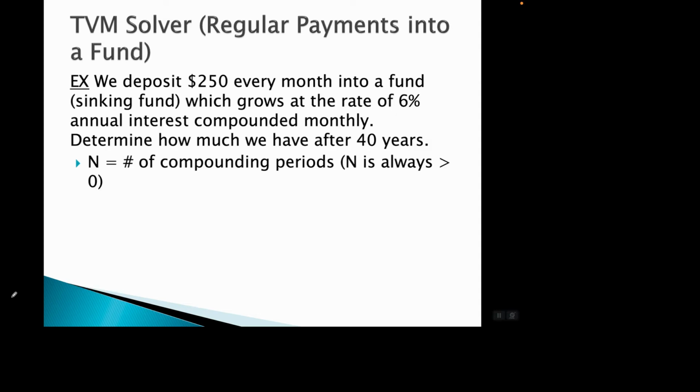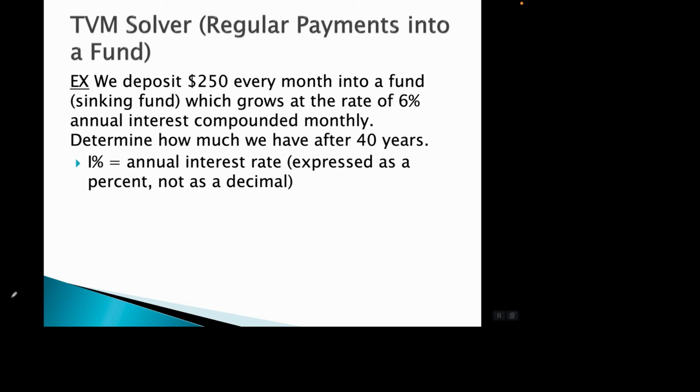Again, $250 every month. Fund grows at 6% annual interest compounded monthly. How much do we have after 40 years? N is the number of compounding periods, so N is always going to be greater than 0. In this case, N is 40 times 12, 40 years, 12 months per year. And you can just enter 40 times 12. You don't have to enter 480 because the calculator is smart enough to calculate what 40 times 12 is.